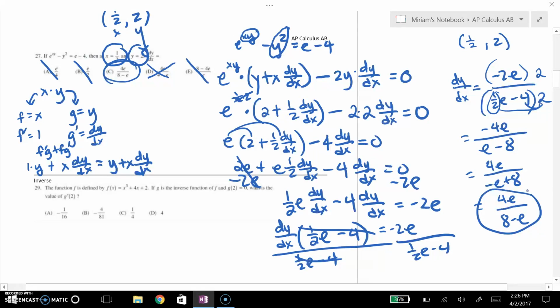Okay, so I'm going to pause here. That's some review for implicit differentiation. Use your notes, use your Barron's book to review more of this. Okay, so when you're ready, watch the next video so we can review inverses.